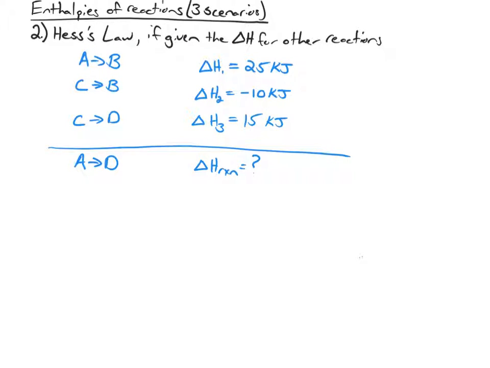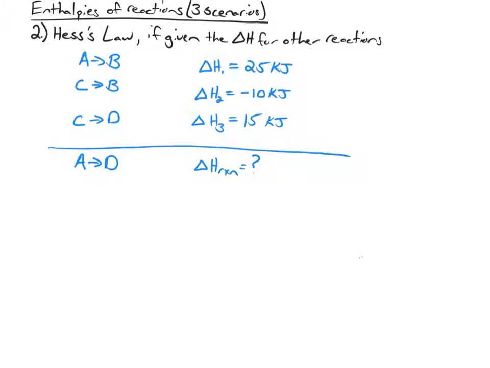Now we could also look for the enthalpy of a reaction if we know Hess's law and we're given the delta H for other reactions. So in this case, we could say that we have a reaction of A going to B with a delta H of 25 kilojoules, C going to B with a delta H of minus 10 kilojoules, and C going to D with a delta H of 15 kilojoules. And what we're looking for is the delta H of the overall reaction of A going to D.